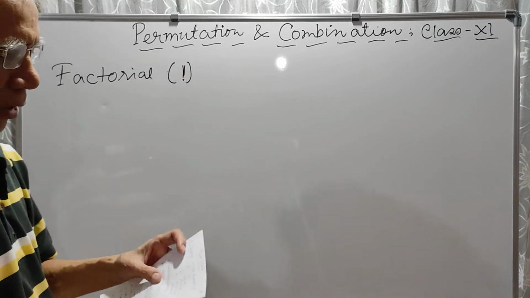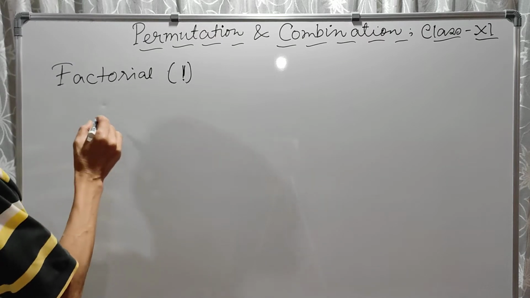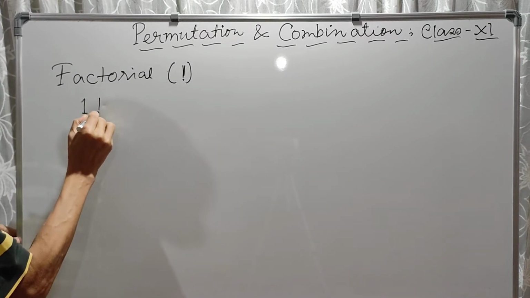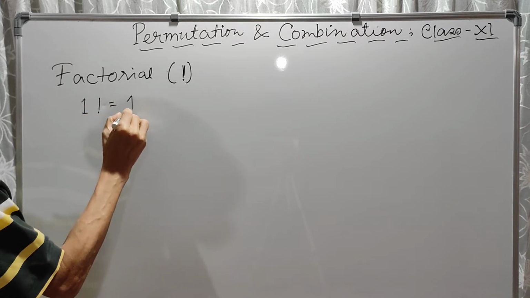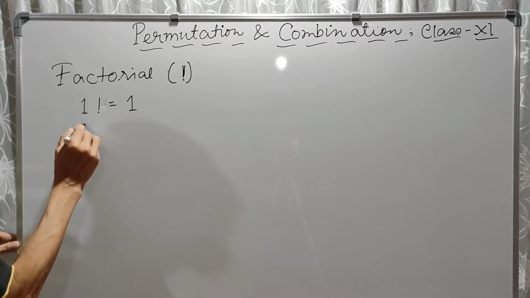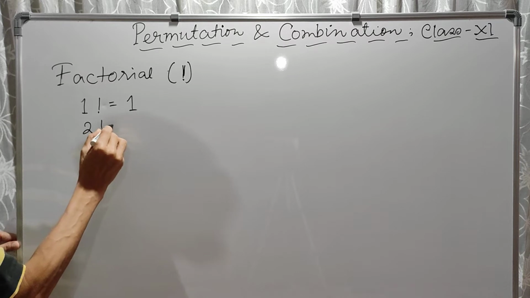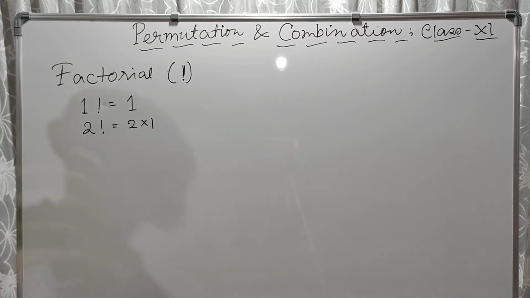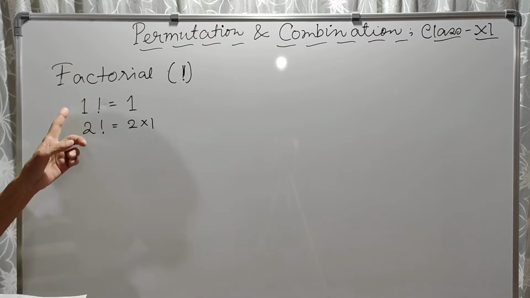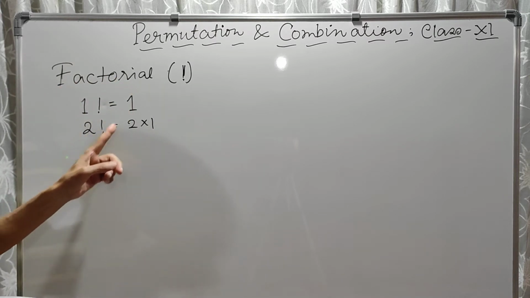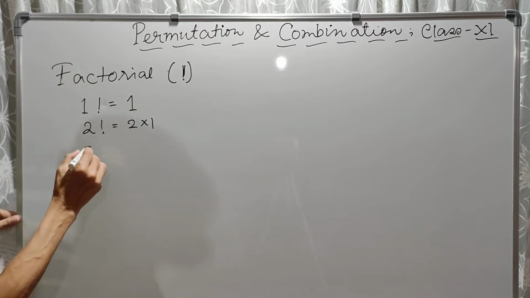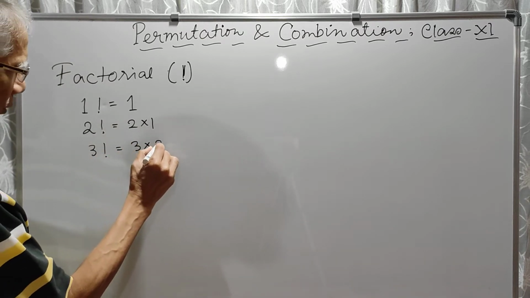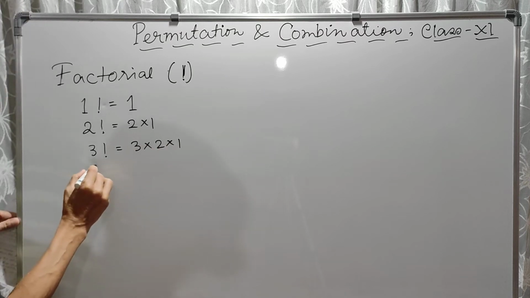Now, 1 factorial is 1. 2 factorial is 2 into 1. Now you note how to read it: 1 factorial, 2 factorial, like that, and this is the symbol. So 3 factorial means 3 into 2 into 1.